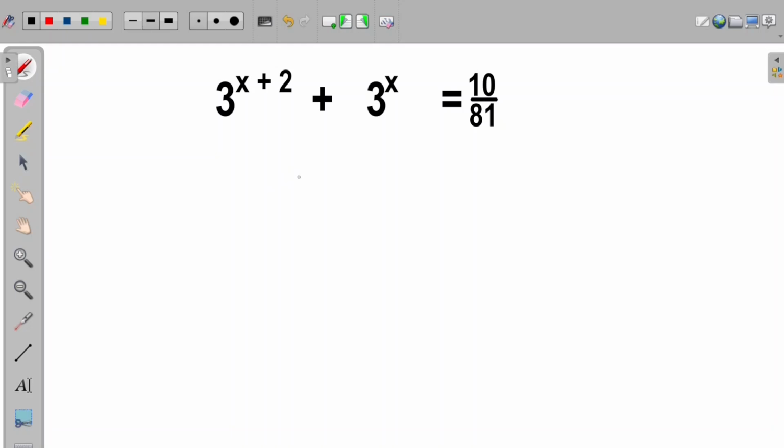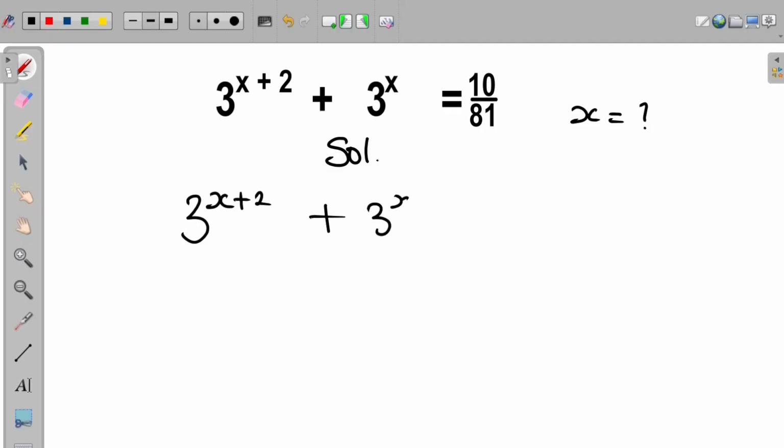So now, let us consider this indices equation. So we are given that 3 raised to the power of x plus 2 plus 3 raised to the power of x is equal to 10 divided by 81. So we are asked to find the value of x. So we are given that 3 raised to the power of x plus 2 plus 3 raised to the power of x is equal to 10 divided by 81.